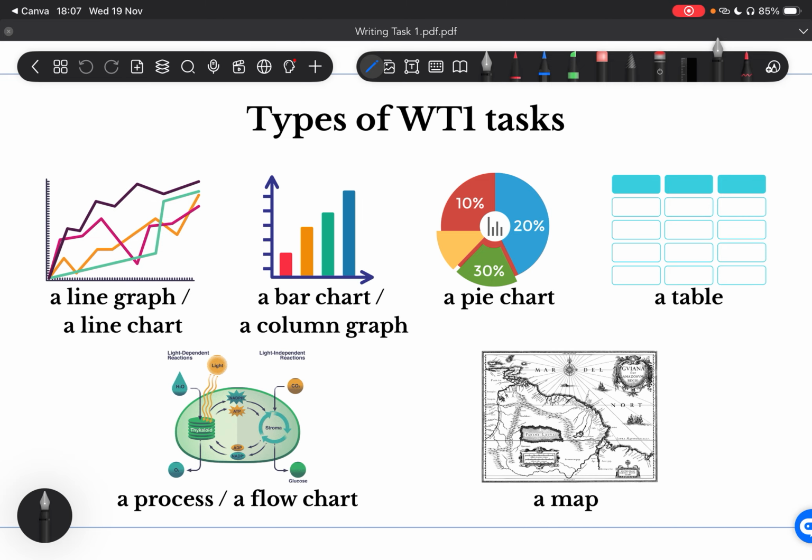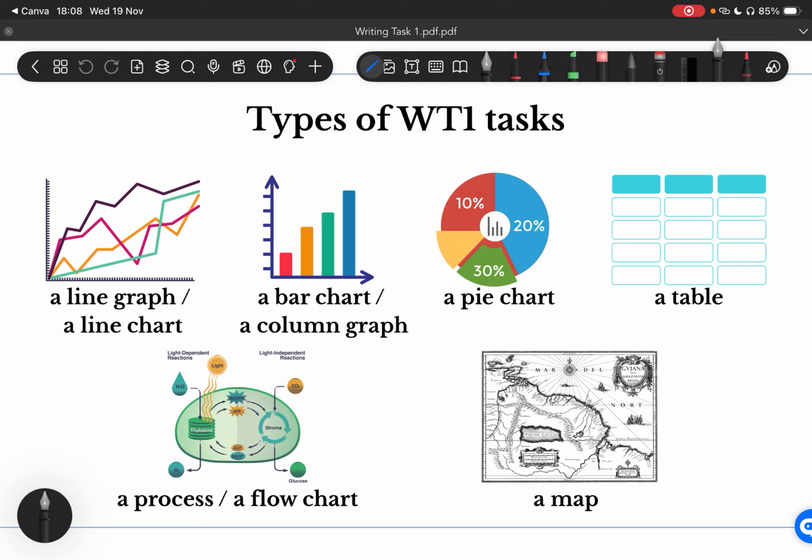So as you can see, here we have 6 different pictures, and the first one, with lines, is called a line graph. And the second one is a bar chart because there are bars, and the third is a pie chart because it looks like a pie, and the fourth is a table, so you will get the numbers on a table. And then we have a process, or we also call it a flow chart, so it shows how things happen in a process. And lastly, it's a map.